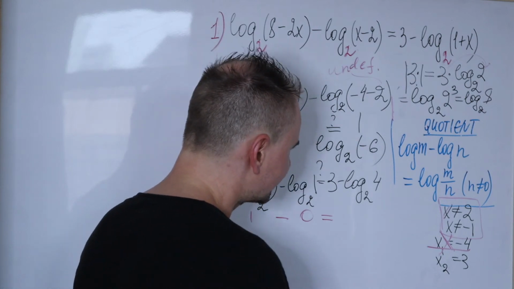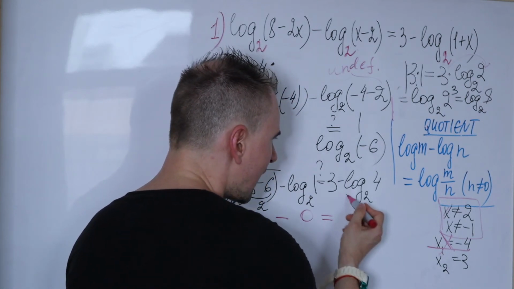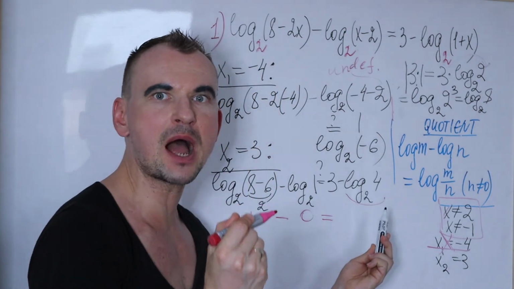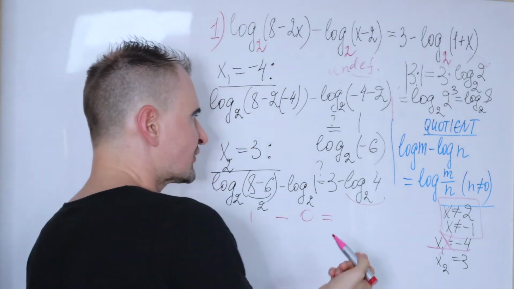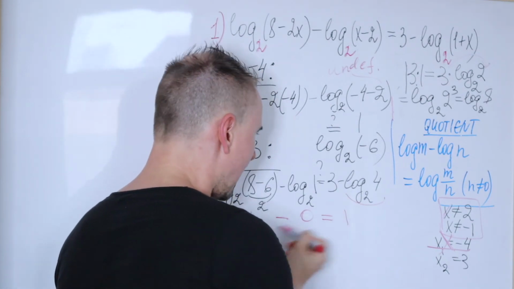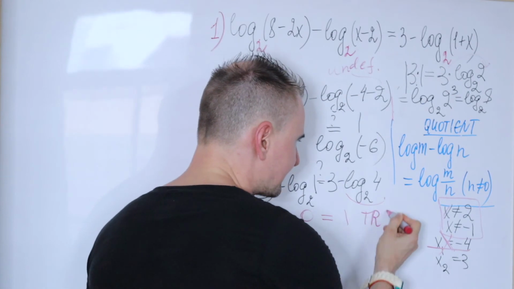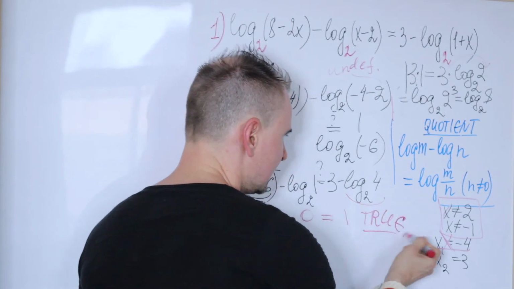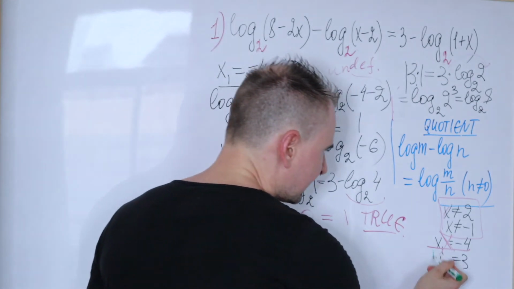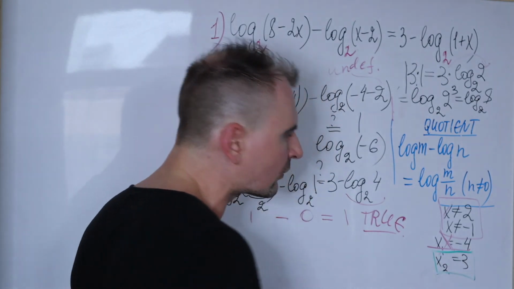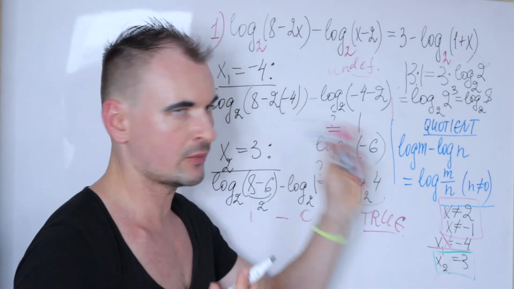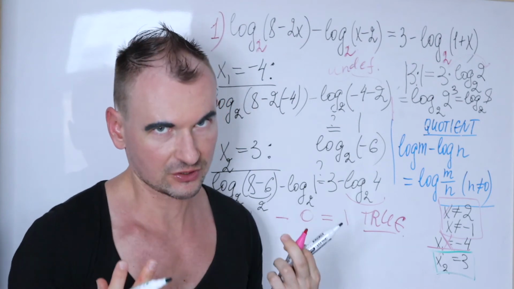Let's have a look at the right side. So 3, and this log is just 2, because 2 raised to the second power gives you back 4. So this log is 2, and 3 minus 2 gives you 1. 1 equals 1, which is absolutely true, undeniably true. And all that means that x equals 3, that's your actual root, that's your actual solution for that log equation. So it works.